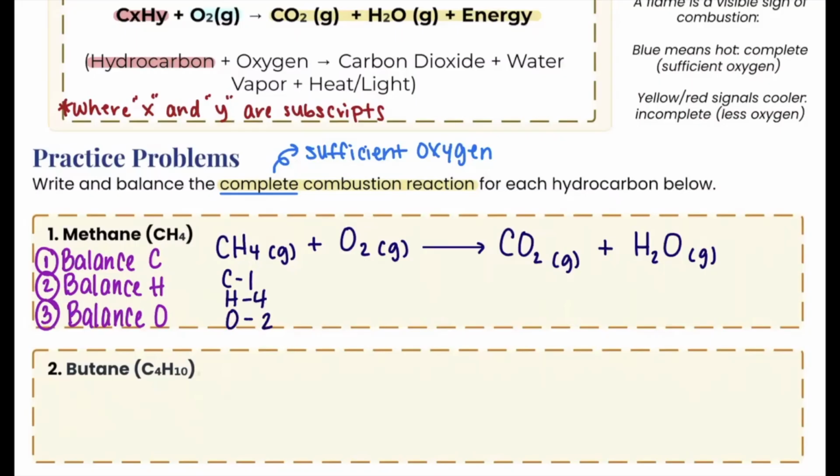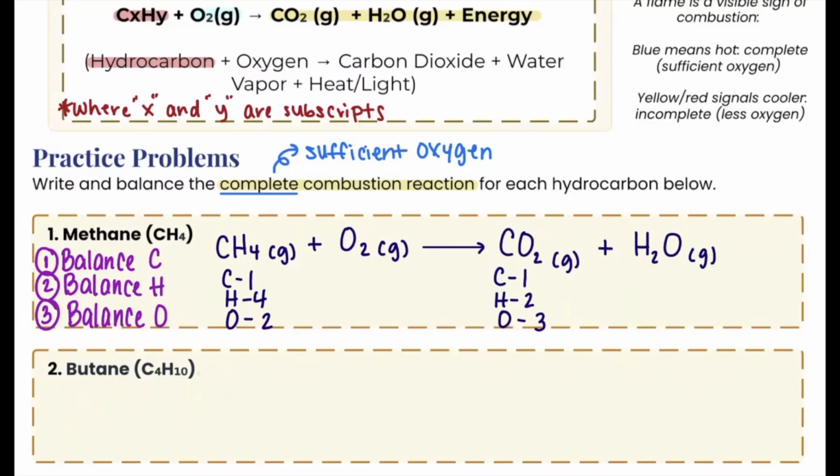And on the product side, we have 1 C, 2 H's, and 3 O's, 2 from the CO2 and 1 from the H2O. Now let's go ahead and balance. First, balance our carbons. Well, on the left we have 1, and on the right we have 1 carbon as well. So we're good on the carbons.